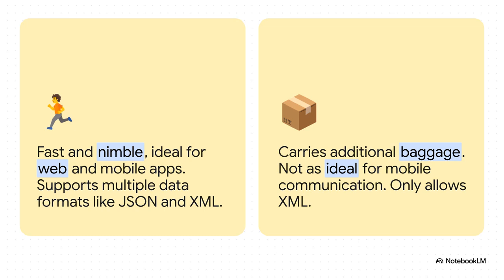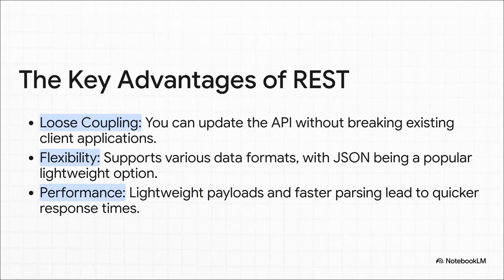Now think of SOAP as a big, slow German shepherd carrying around a heavy backpack full of rules and extra stuff. A REST API, on the other hand, is like a fast, nimble German shepherd with no baggage. It's lightweight, it's quick, and it's just perfect for things like mobile apps where speed is everything. And that lean, nimble approach gives us some huge wins.